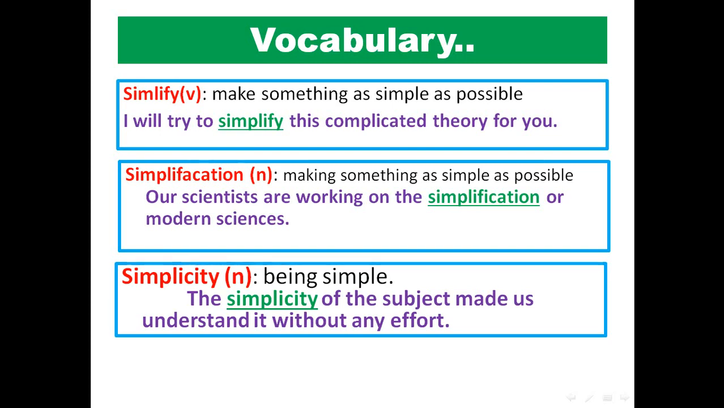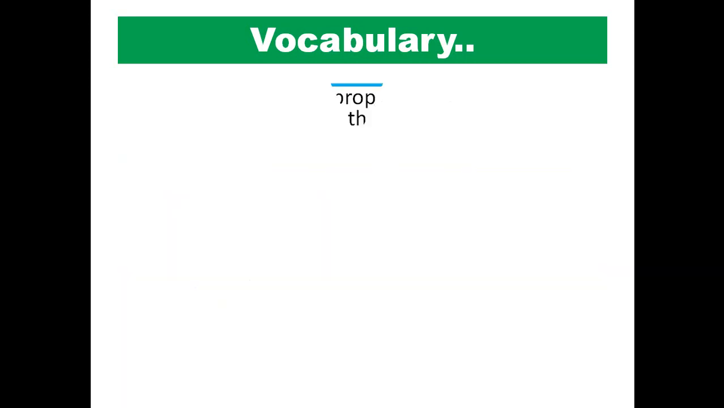Okay, the word simplification is a noun. This means making something as simple as possible. Like our scientists are working on the simplification of modern science. So they are trying to make it simple. They work on the simplification of it. The noun from simple is simplicity. Simplicity means being simple. The simplicity of the subject made us understand it without any effort.